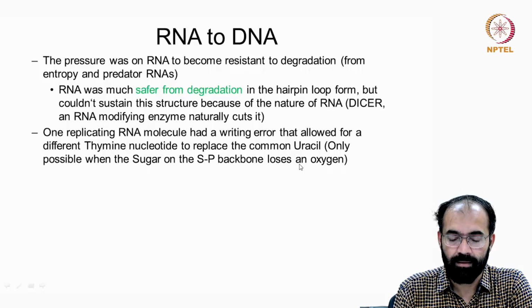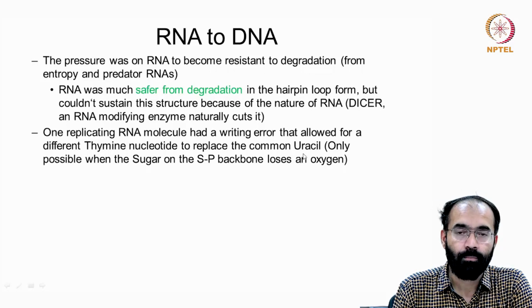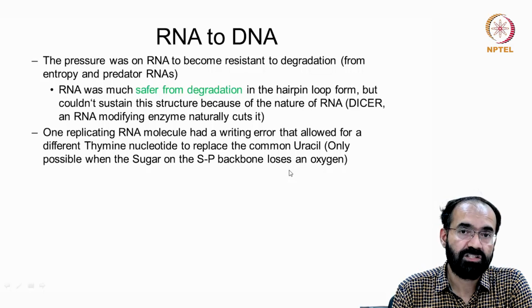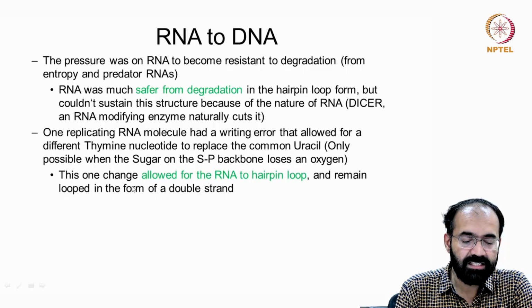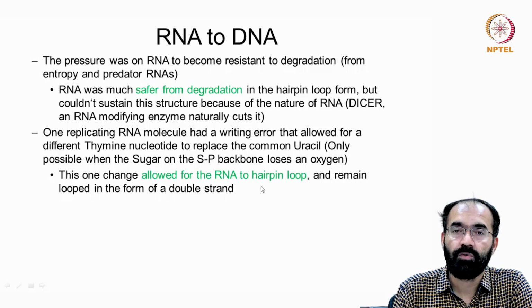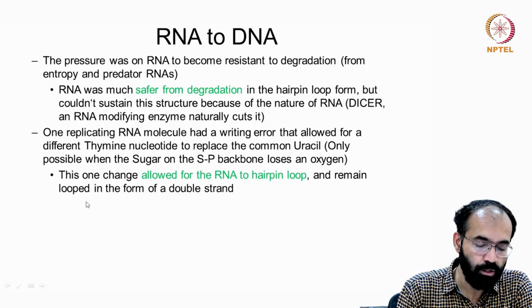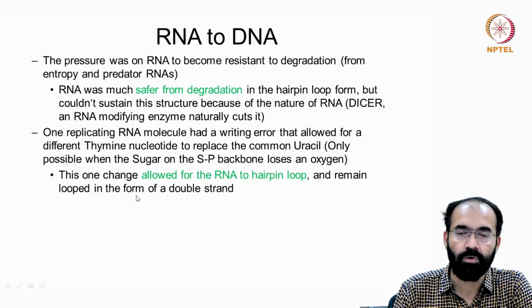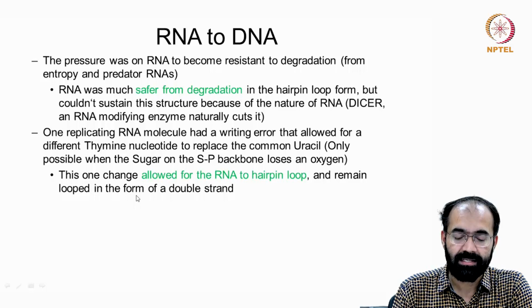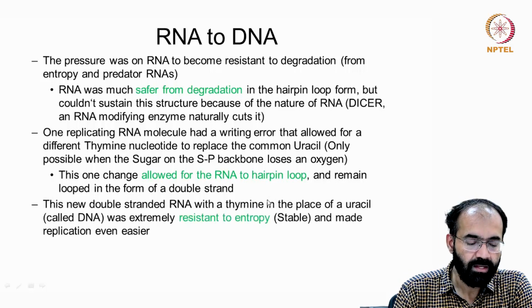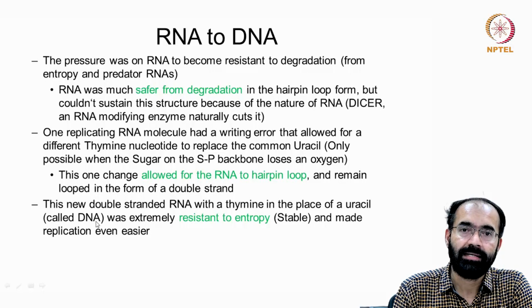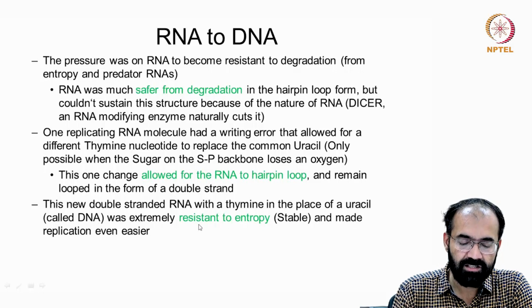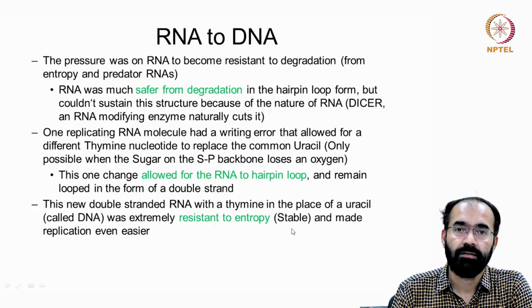This is possible only when the sugar on the backbone loses one oxygen. That is, two conditions happen. Thymine is welcome in the place of uracil, provided it does not have the oxygen group on the 2' carbon of its ribose sugar. This was a condition which allowed better stability to this RNA molecule. This one change allowed the RNA to form a unique hairpin loop and remain looped, which is very important, in the form of a double strand so that it gets extra stability. So this new double-stranded RNA with a thymine in the place of uracil, which we can technically call a DNA, was extremely resistant to entropy, that is, very stable.